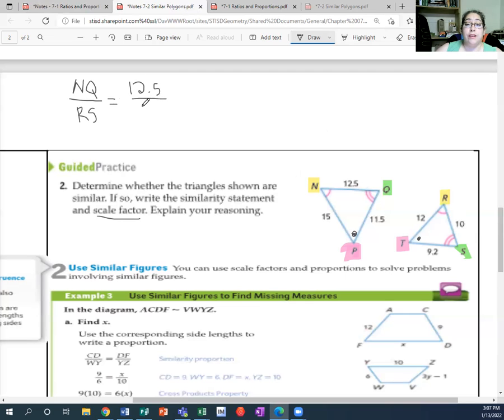Someone in the room is going, "I was waiting for this day." Dealing with fractions when they have decimals is a nightmare.